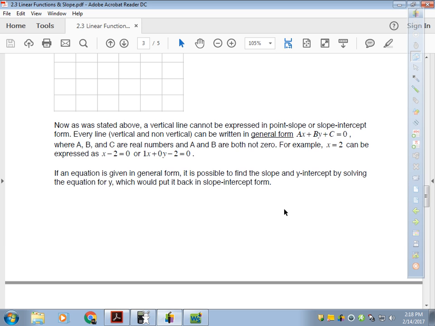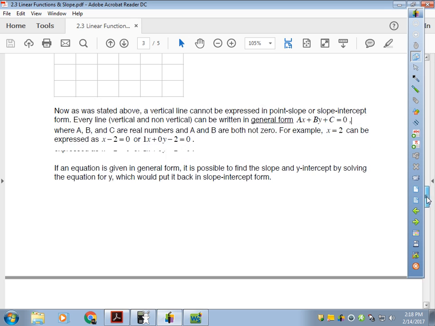Now, why would we ever use the general form? Well, in the general form, it's really easy to find your x and y intercepts, and then you can actually just plot from there, connecting them together. You could also take that general form and solve for y, and change it back into slope-intercept form, and it would be fine to graph too.